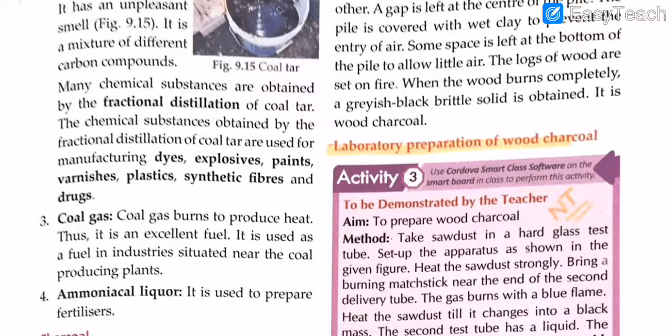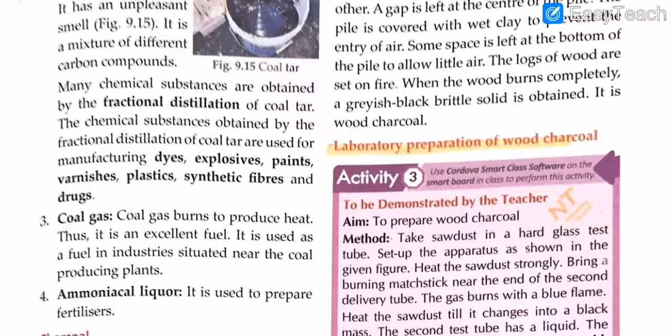I hope you all understood what coal is all about and what happens in the process of the destructive distillation of coal, and how we get coke, coal tar, ammonium liquor, and coal gas. Let's do a quick little drill, right? Okay, let's start this drill.